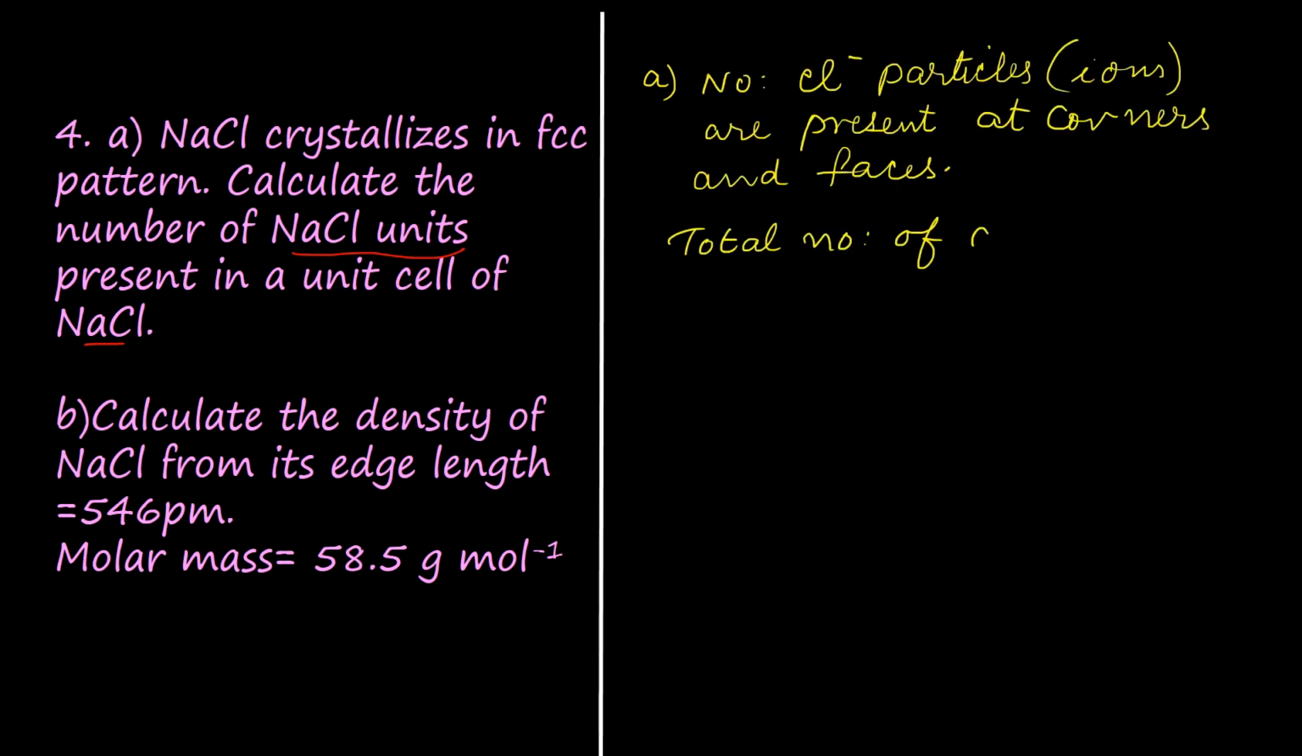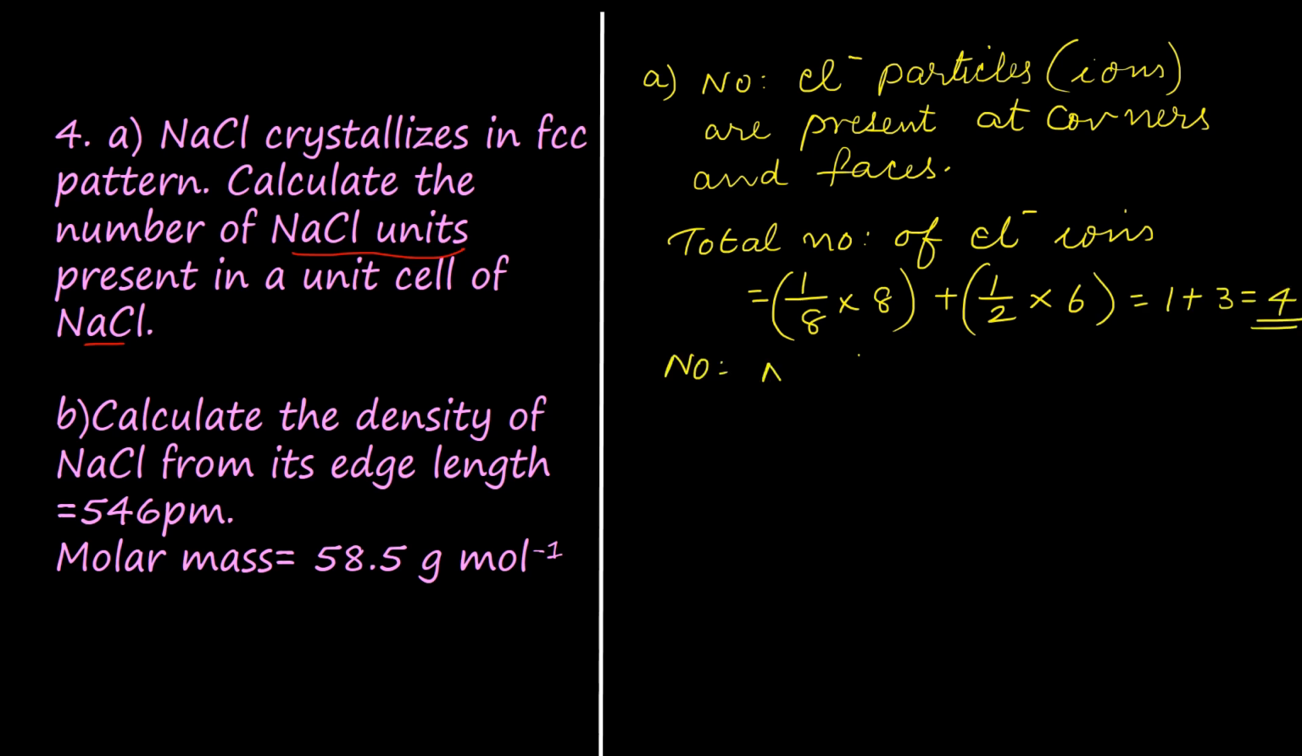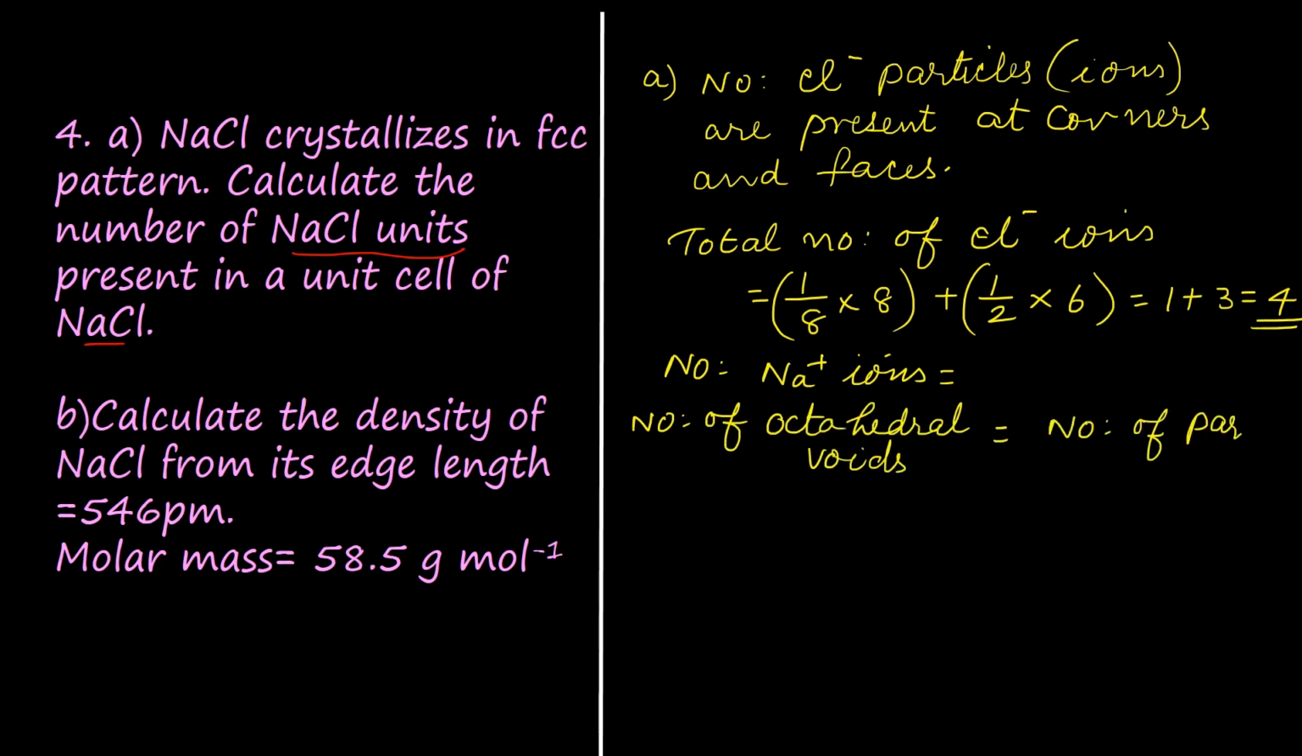Total number of chloride ions is equal to 1 by 8 into 8 for 8 corners plus half into 6 for 6 faces equal to 1 plus 3 equal to 4. We know sodium ions are present in the octahedral voids. Number of octahedral voids is always equal to number of particles. Here it is equal to 4. So number of sodium ions is equal to 4. So for 4 chloride ions there are 4 sodium ions. So there are 4 molecules of sodium chloride. That is 4 sodium chloride units in one FCC pattern of sodium chloride unit cell.